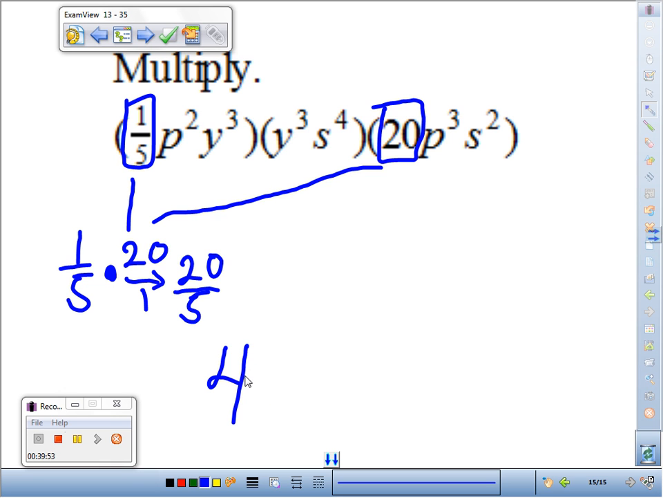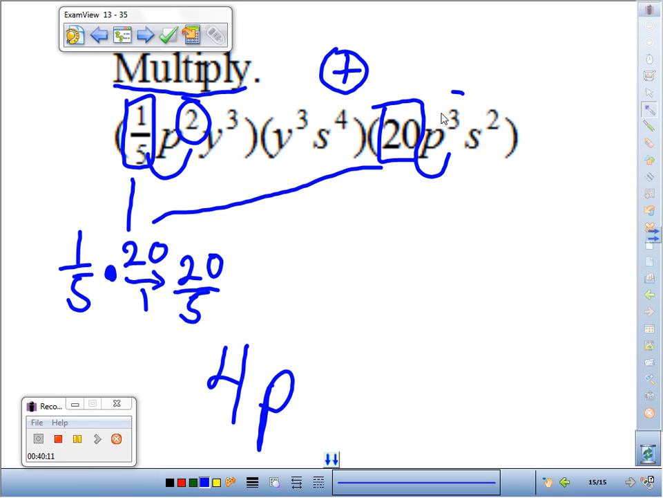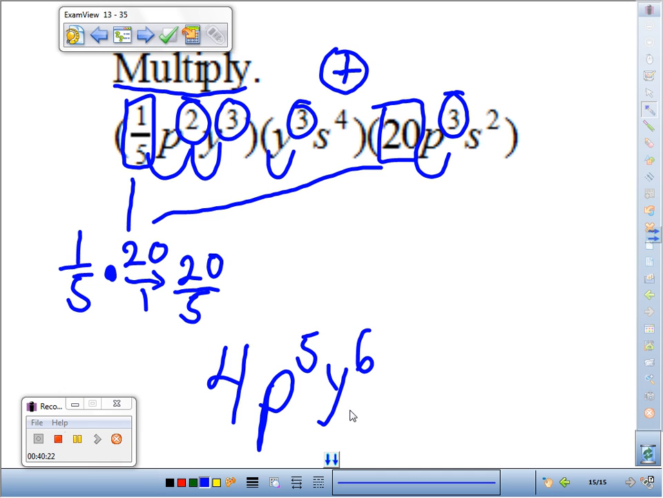Next, I'm going to focus on the variables. Here's the first variable, p, and since we're multiplying, I look for the other one, and we add the exponents. So this is p, we got 2 plus 3, that is 5. Next one, y cubed times y cubed, we add the exponents, so that becomes y to the 6th. S to the 4th, S to the 2nd, we add the exponents, and that is S to the 6th.